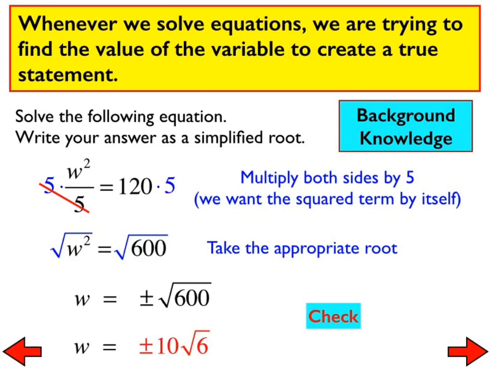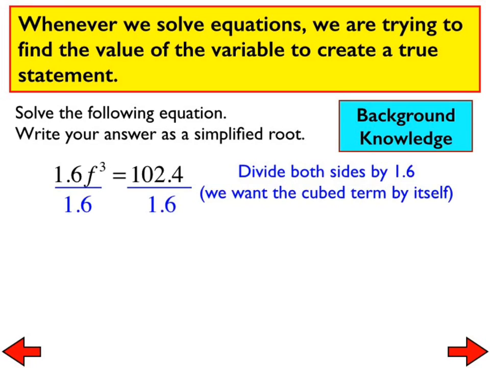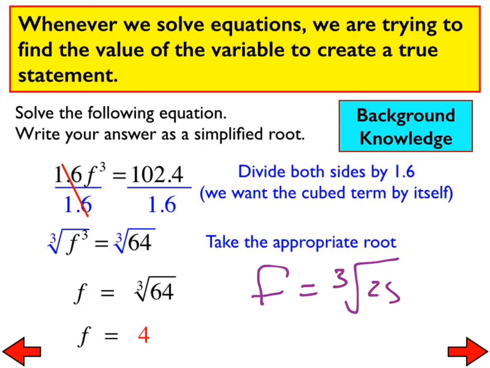And then if we have cubic equations, we still want to get the variable cubed by itself, in this case dividing both sides by 1.6, and then take the cube root of both sides. You had one similar to this in the homework last night, and what I want to make sure of is that if you don't end up with a perfect cube like you do in this one, so for example, let's pretend for a second that you ended up with f equals the cube root of 25, if it's not a perfect cube, then we can just leave it like this.